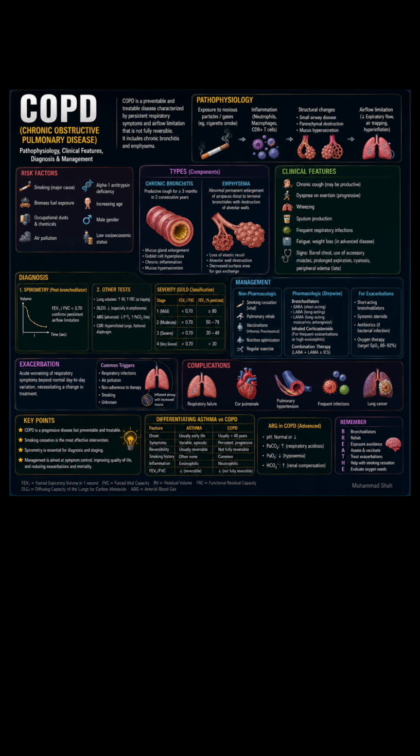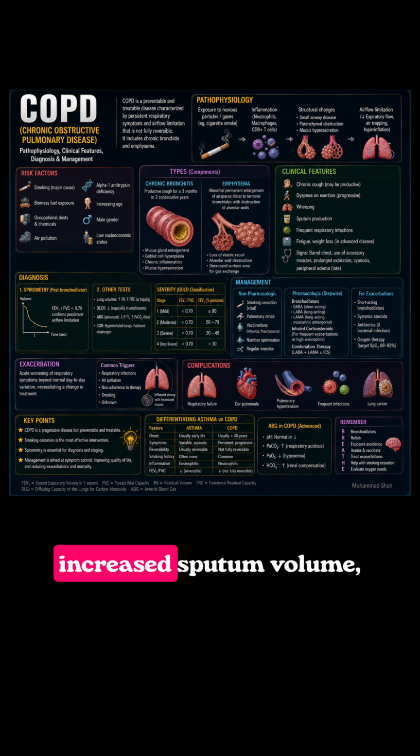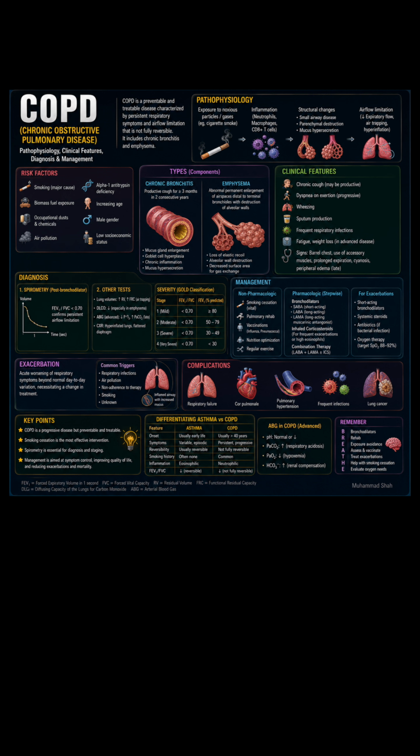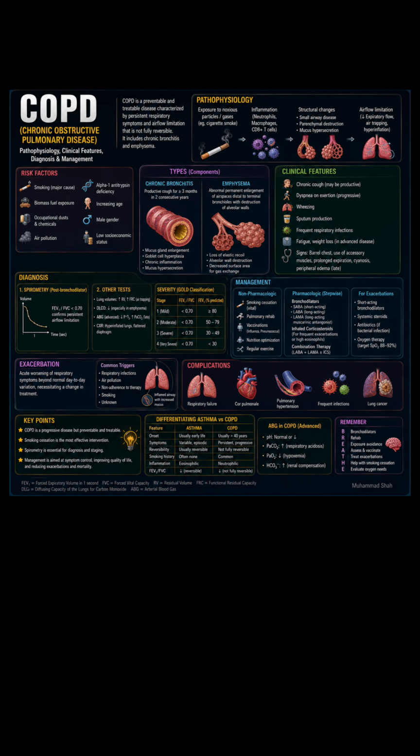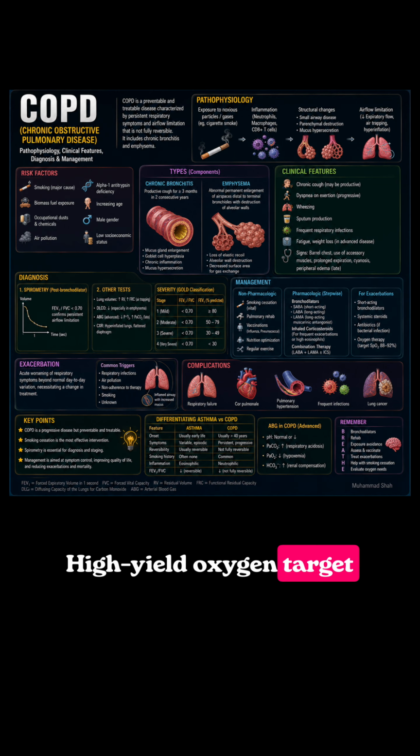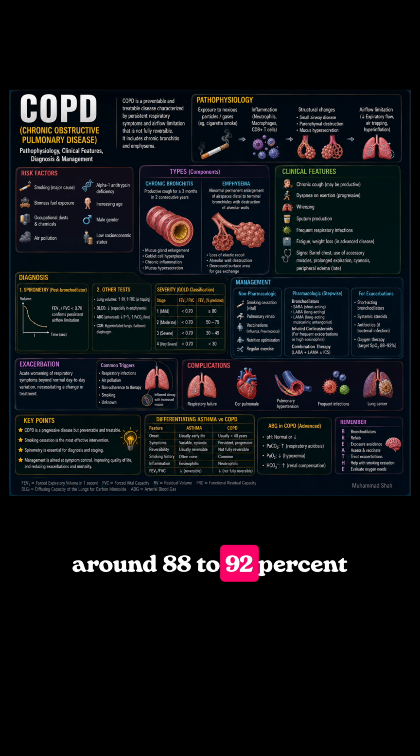For COPD exacerbations, think increased dyspnea, increased sputum volume, or increased sputum purulence. Treat with short-acting bronchodilators, systemic steroids, oxygen, and antibiotics when bacterial infection is likely. High-yield oxygen target: keep oxygen saturation around 88 to 92% in patients at risk for CO2 retention.